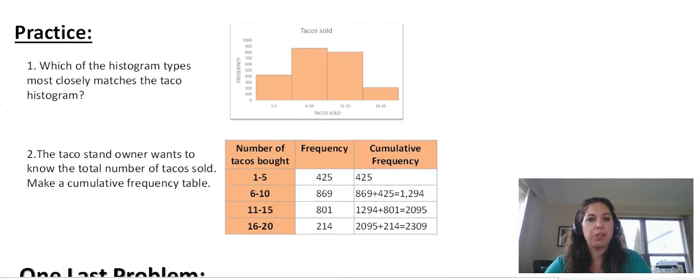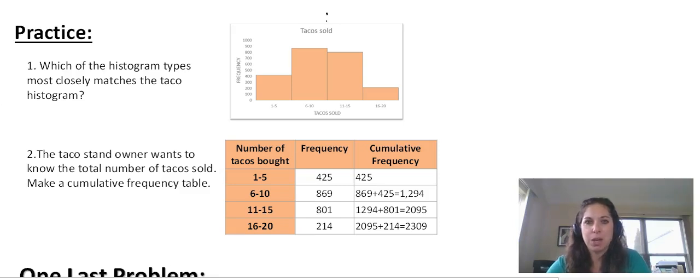So, looking again at our taco example, which of the histogram types most closely matches the taco histogram? All right, so let's go through them. Uniform. Remember, uniform is when they're all approximately the same height. Now, I would say this is not uniform. Not all my bars are the same height.